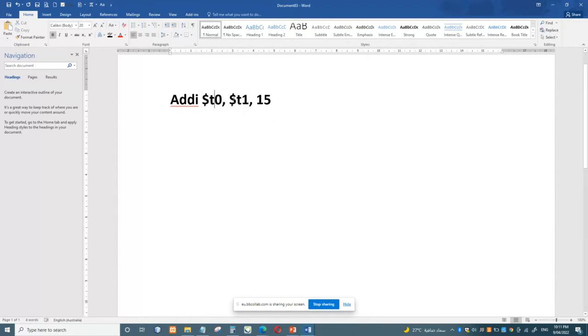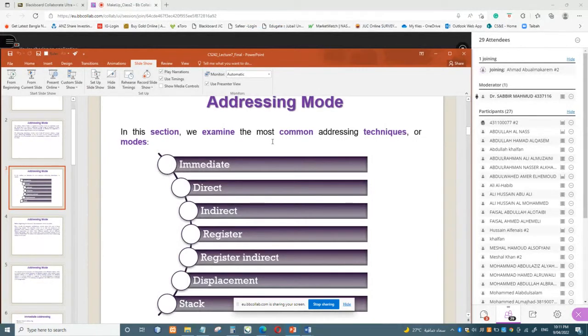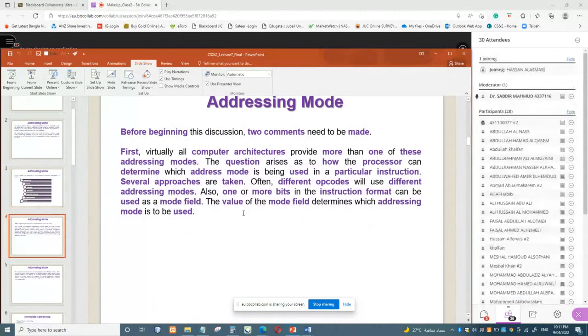So here you can see that we have some operands. One of the operands is an immediate value, another operand is a register value. So the first addressing mode that we are going to explore is called immediate addressing mode. In immediate addressing mode, the operand is specified by the immediate value, the constant value. This is the easiest addressing mode, the simplest one.